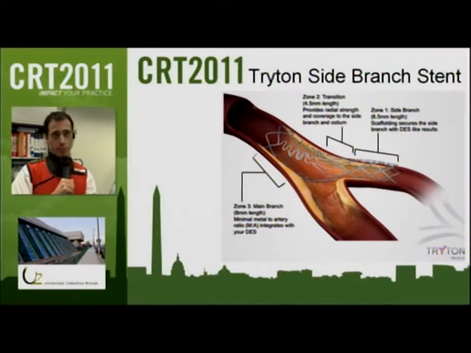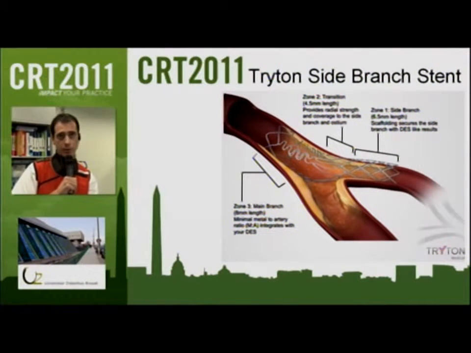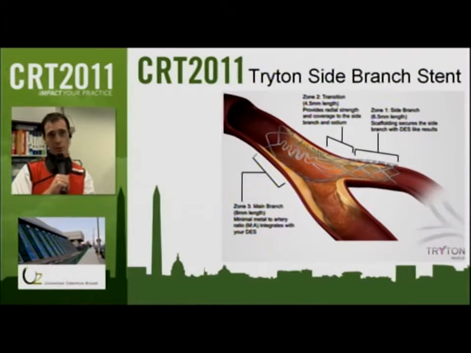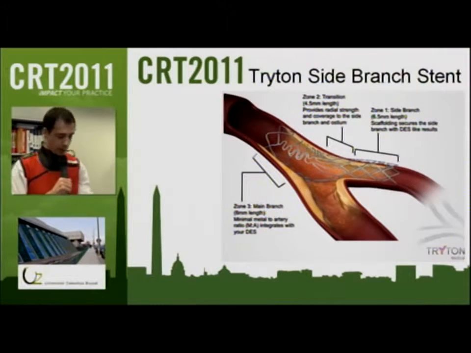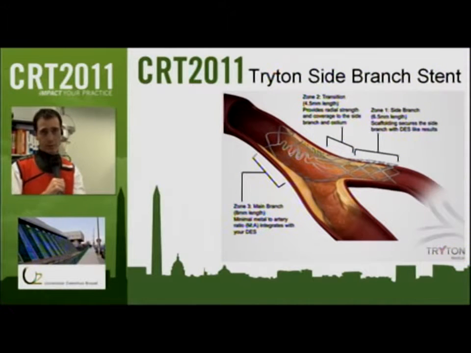And as we already said, we plan to implant a Tryton side branch stent. It consists of 3 zones. The first zone in the side branch, then a transition zone which covers the ostium, and a main branch zone with minimal metal to artery where you integrate your DES in main branch. So in combination with a workhorse DES, it provides a nice scaffolding, and it's sort of a culotte stenting of a complex bifurcation without the excess of metal in the proximal part. And since you start the procedure by securing the side branch, we think it results in a more relaxed intervention.